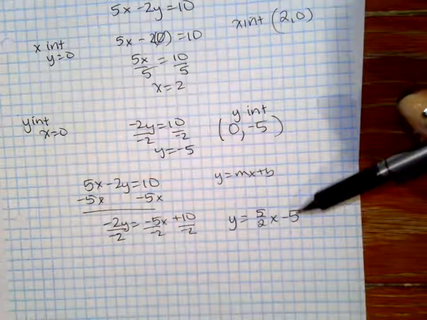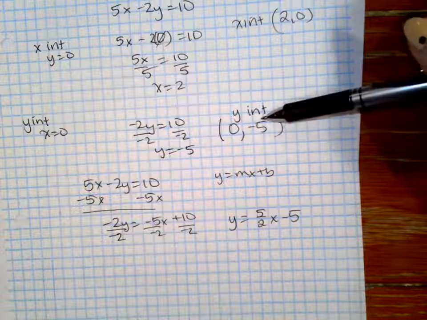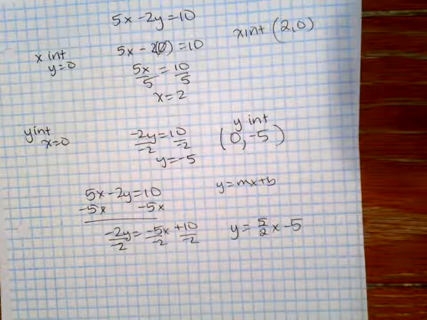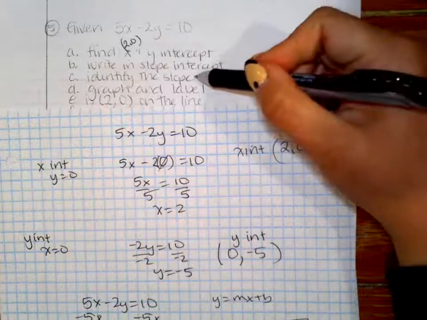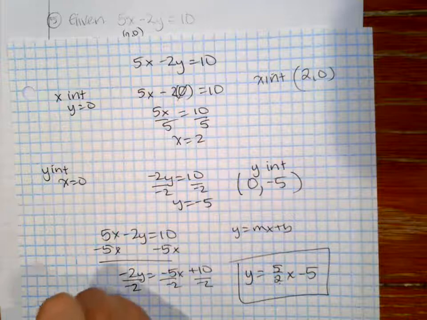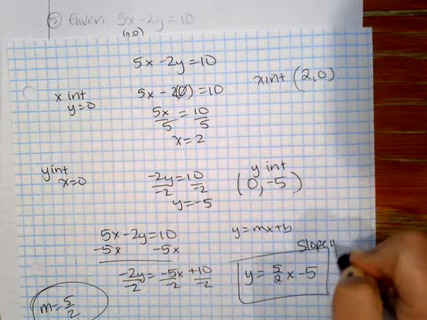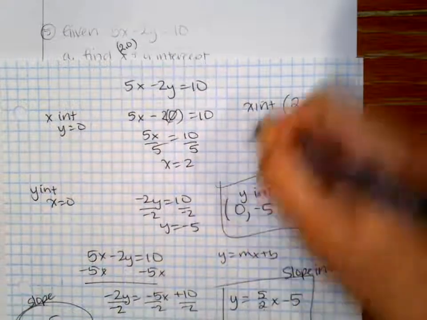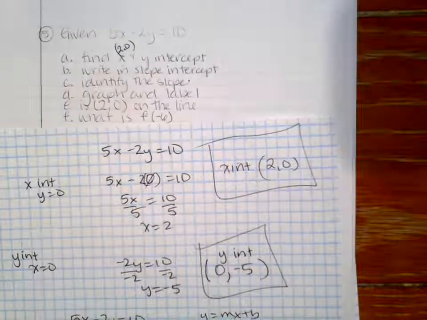Hopefully you check your work, because your y-intercept here should be the same as your y-intercept here. There it is in slope-intercept. It wants to know what the slope is. The slope is 5/2. So m is equal to 5 over 2. Slope-intercept right there. There's your slope. You've got your y-intercept, your x-intercept. What's next? Graph and label.